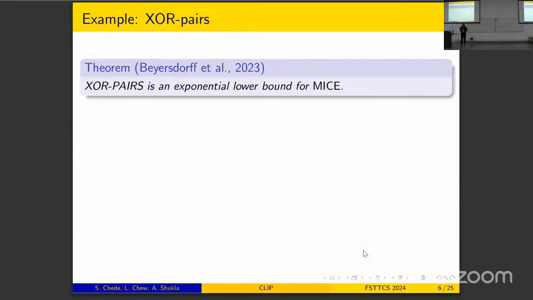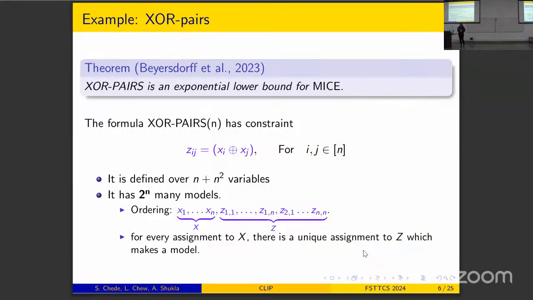Fine. Now we will motivate this system with an example. This is an XOR pairs problem, which was proven to have an exponential lower bound for the MICE system. But this problem is very simple actually. There are n x variables and n square z variables, and this is the only clause.